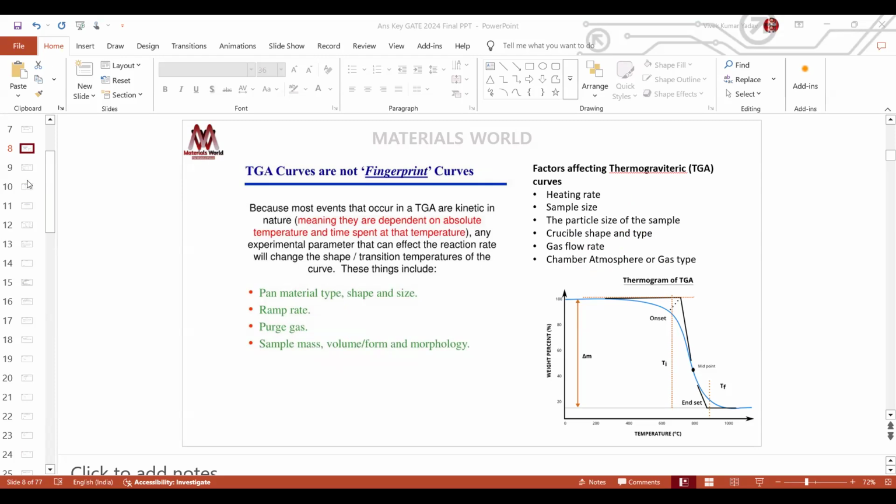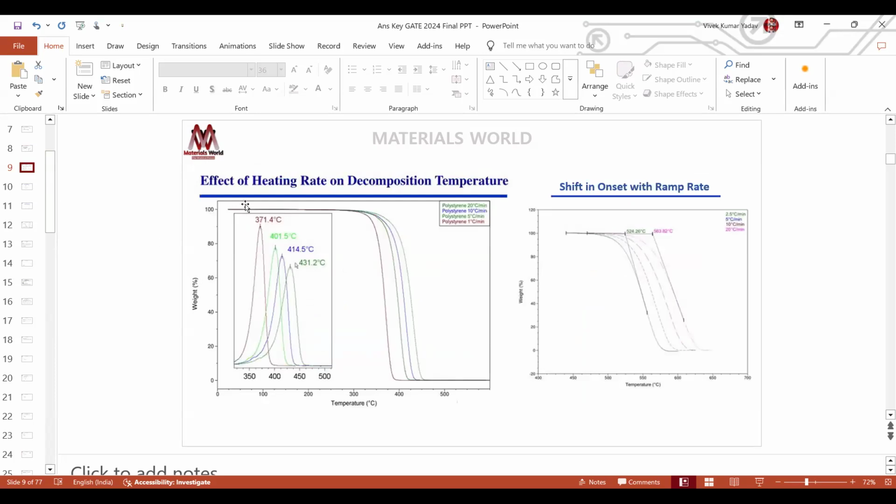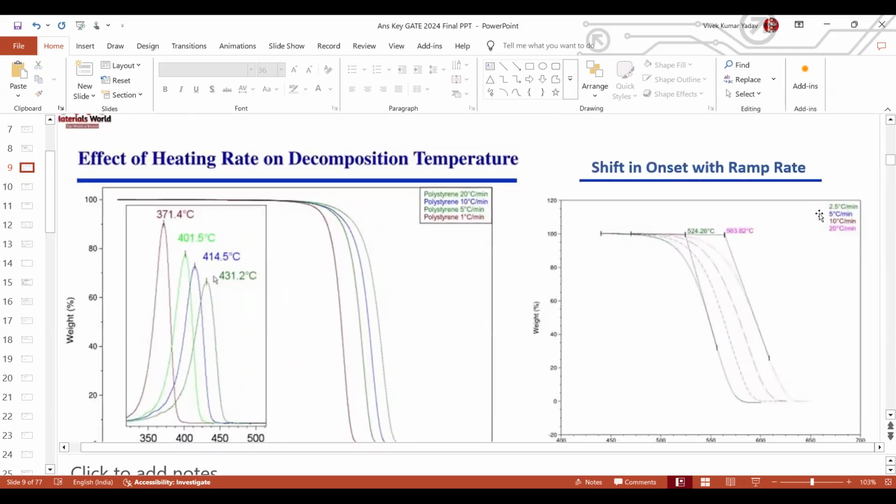So you see here, heating rate. If you increase the heating rate, you see how the graph is slightly shifting towards the right side. So if you change the heating rate, you're shifting. You have one graph at 2.5 Celsius per minute, then 5, 10, 20. You see, it is shifting towards the right. So why is that happening? That you need to understand. If you have a very high heating rate, what will happen?